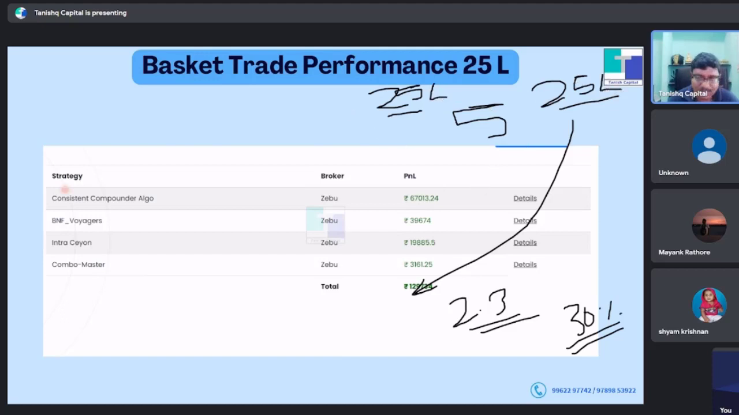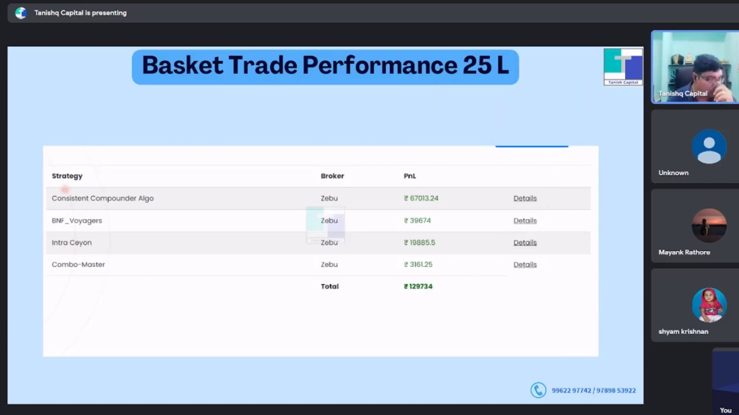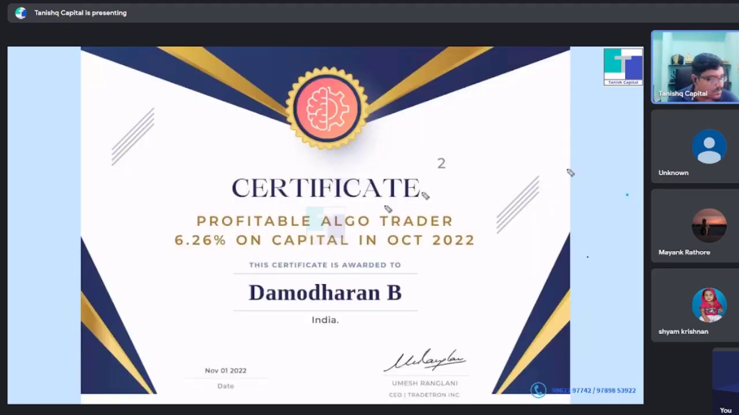Positional also I will do, but yes, if you know what to do and how to do it, then you can do whatever you want, as long as it is legally approved. So this is my trade. 6.2% on deployed capital. This is generally the second month I'm deploying, so I'm getting a return of 6%. So these are all own trades.